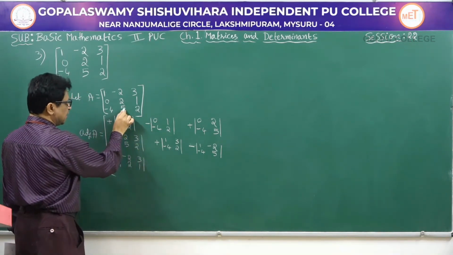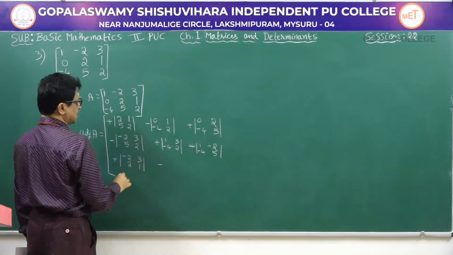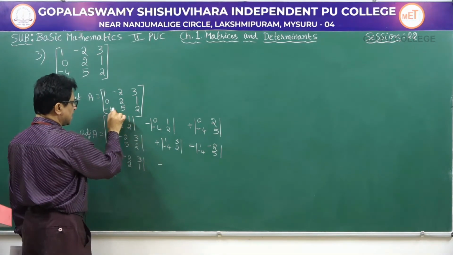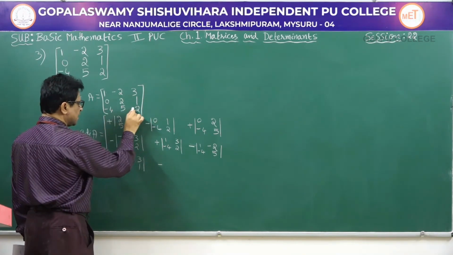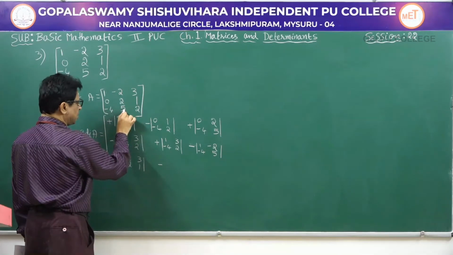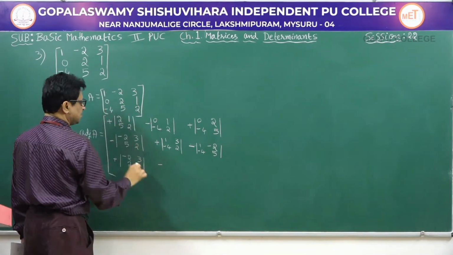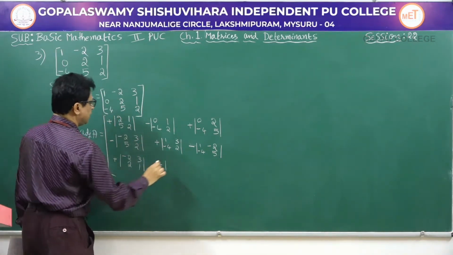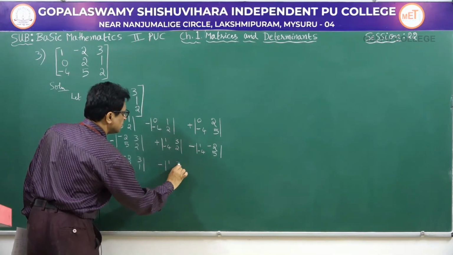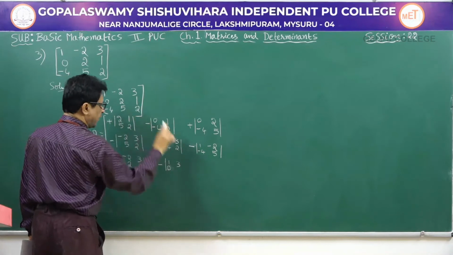Next we shall find the cofactor of 5. So first we shall write the sign minus. 5 lies in the third row, second column. So eliminate the third row and second column and take the determinant of the remaining elements. It is minus determinant of 1, 3, 0, 1.